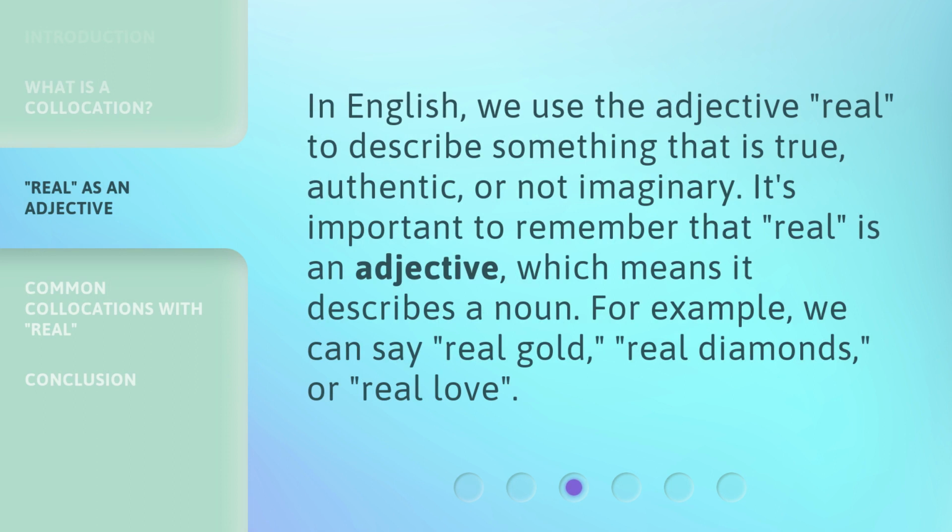In English, we use the adjective real to describe something that is true, authentic, or not imaginary. It's important to remember that real is an adjective, which means it describes a noun. For example, we can say real gold, real diamonds, or real love.